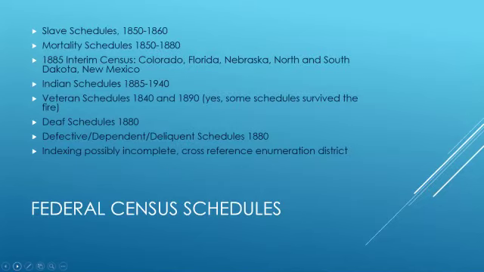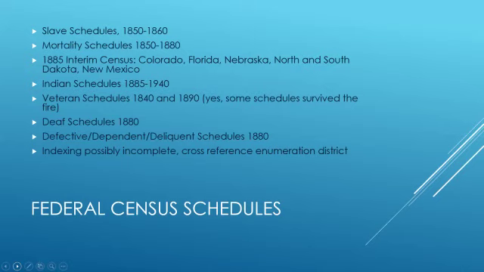So the schedules varied, but here's kind of a breakdown. You can find slave schedules in 1850 and 60, the mortality schedules in 1850 through 1880. There was an interim census taken in 1885 for Colorado, Florida, Nebraska, North and South Dakota, and New Mexico. You can find Indian schedules, their term, not mine, in 1885 through 1940, and veteran schedules, 1840 and 1890. Some of the veteran schedules, a few of them, did survive the fire. You can find death schedules in 1880, defective, dependent, delinquent schedules in 1880 as well.